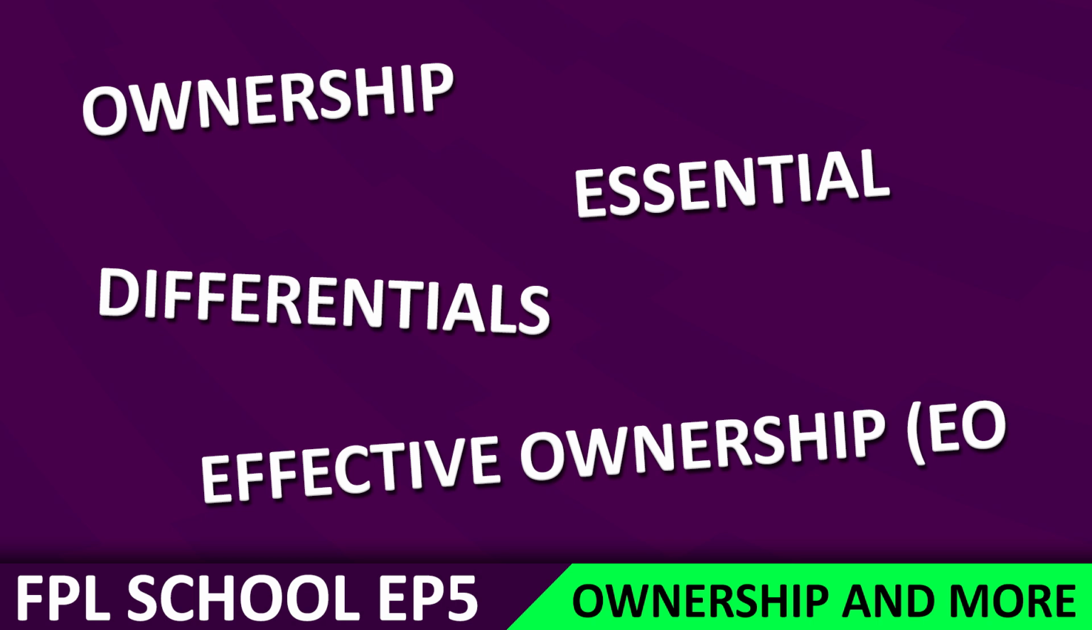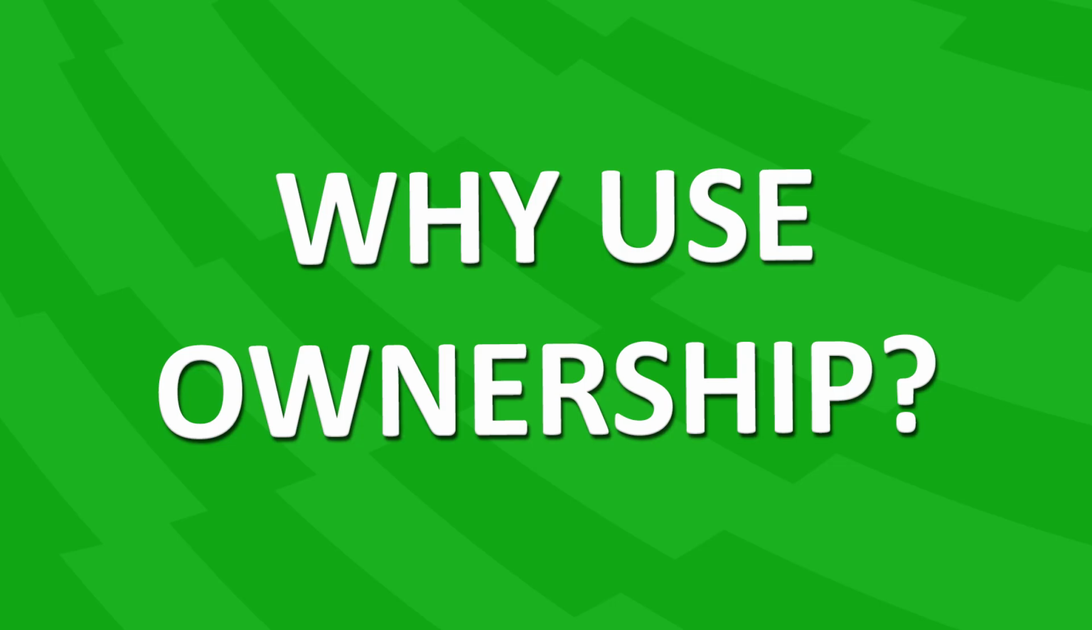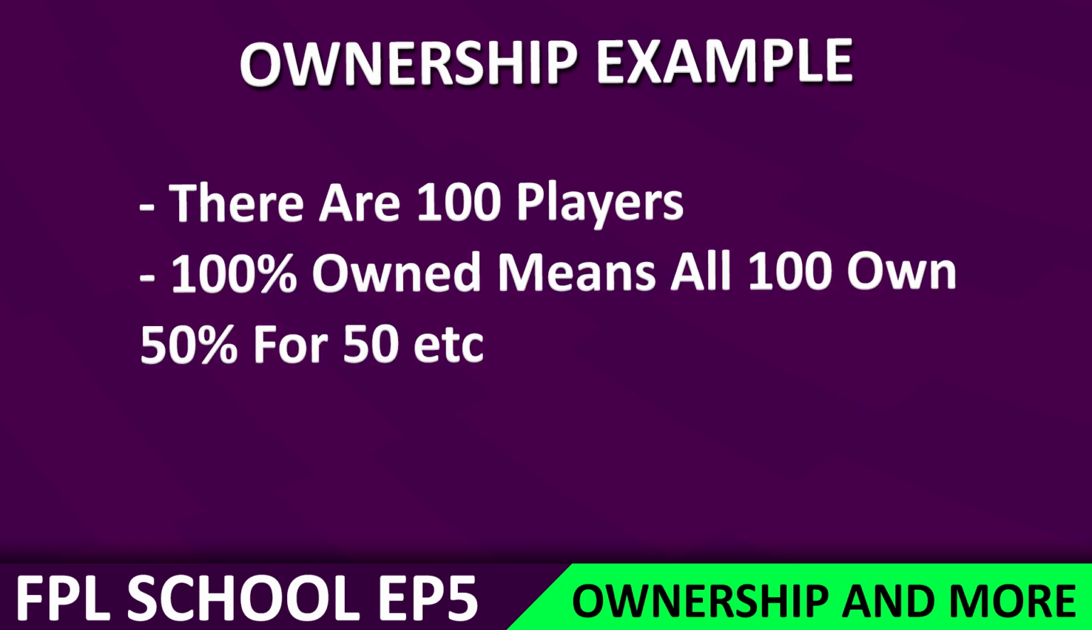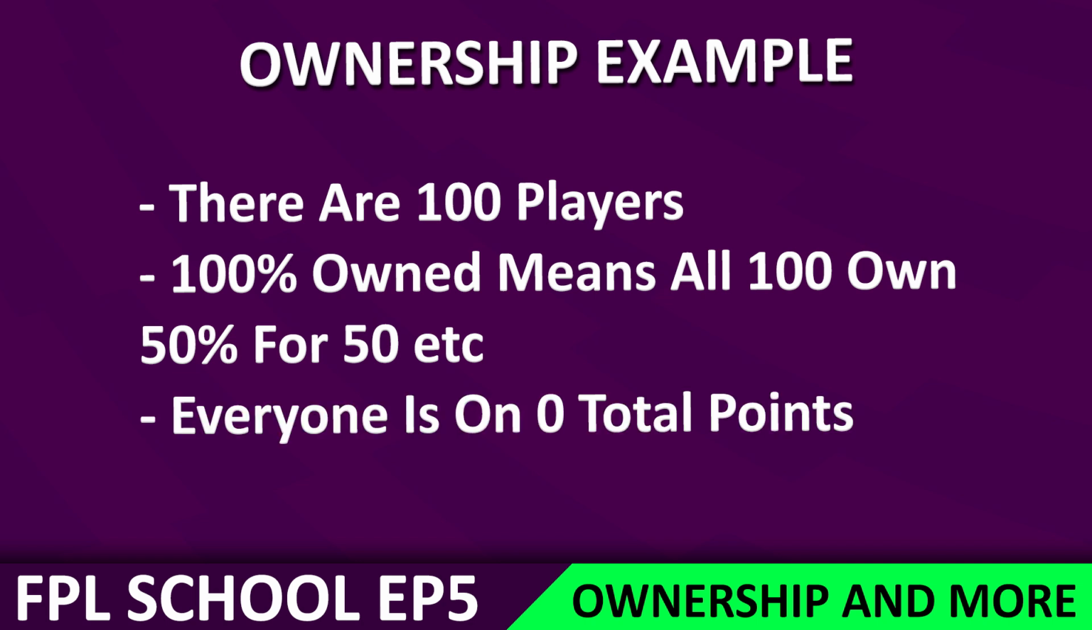Hey, lovely! So first, let's look at why we might use ownership and all of its fancy offsprings as well. Let's simplify the already simple game of FPL for this example by saying there are only 100 players. So 100% owned means all 100 own him. 50 for 50 and all that, you get it. And let's also say everyone is on 0 points as it's the start of the season, okay?